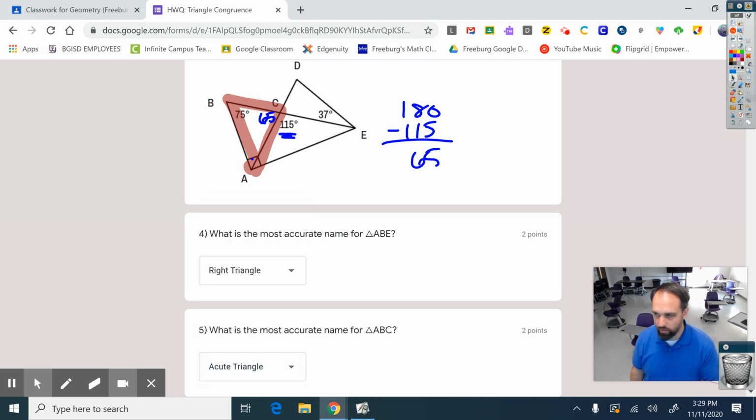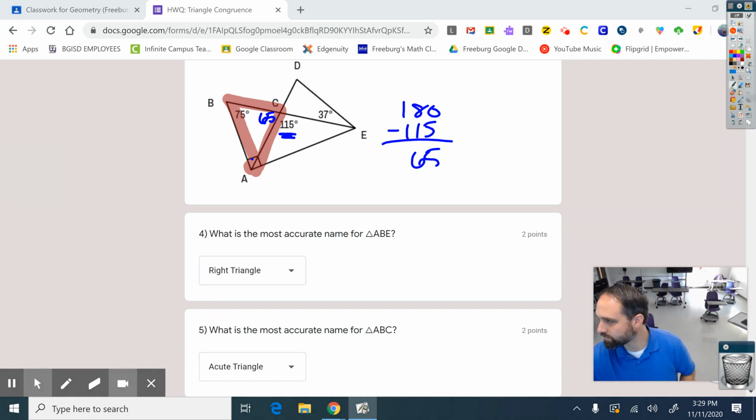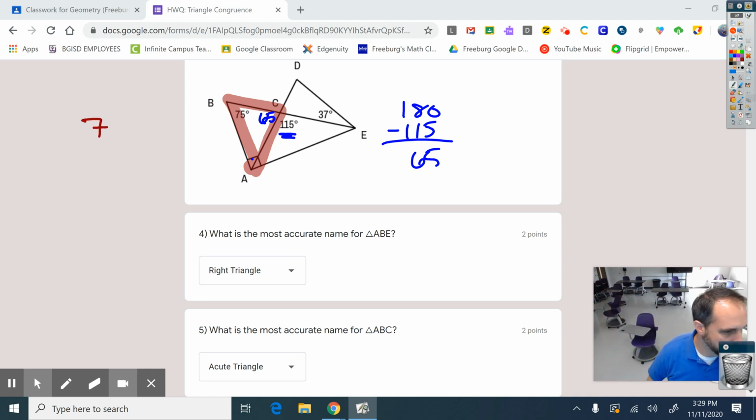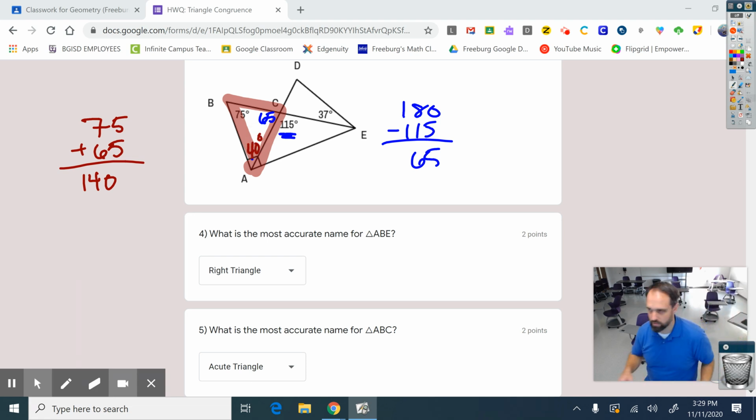Or if you wanted to, go find that angle measurement just to make yourself feel better. We've got 75 plus 65 gives us 130 plus 10, so 140. So then our remaining angle must be 40 degrees, and sure enough, that confirms it for us.